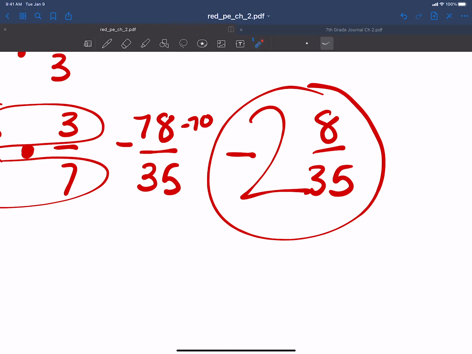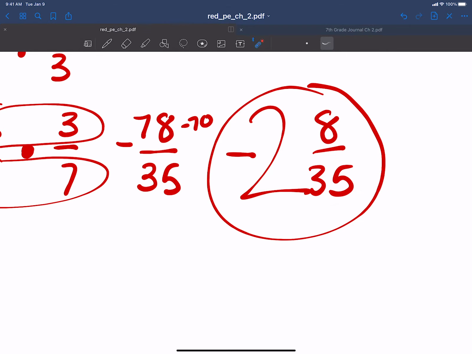Okay, can I reduce this? What if I divide this by 5? I could divide 35 by 5 and get 7, but can I divide the 8 by 5? No. What about 2? It's not an even number, so does it divide by 2? No. So am I done?